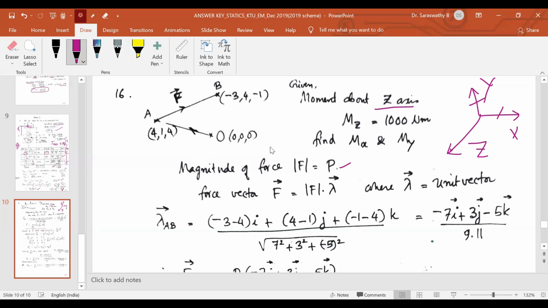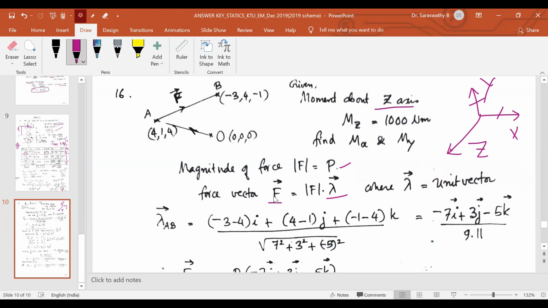So we have to find out the vector. In a 3-dimensional space system, everything should be converted into vector. Force is a vector, moment is a vector, position vector. Okay, so we have to find out the vector F. Force vector F is obtained as magnitude of force into unit vector, that is the direction vector. If you get the direction vector AB, direction vector divided by the absolute value will give you the unit vector.